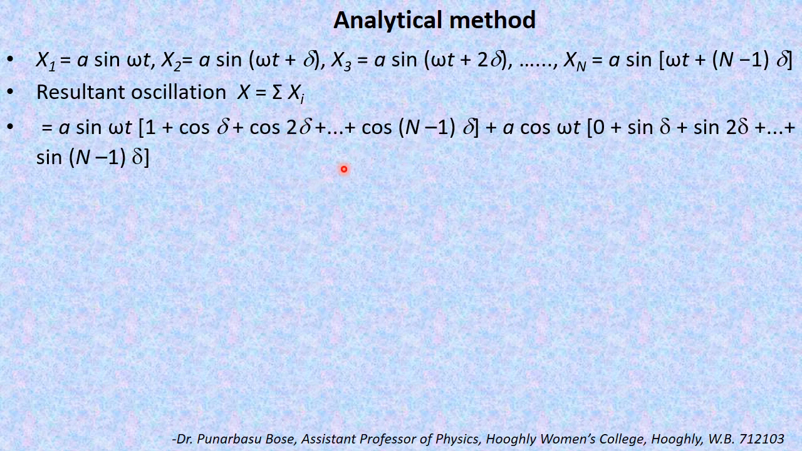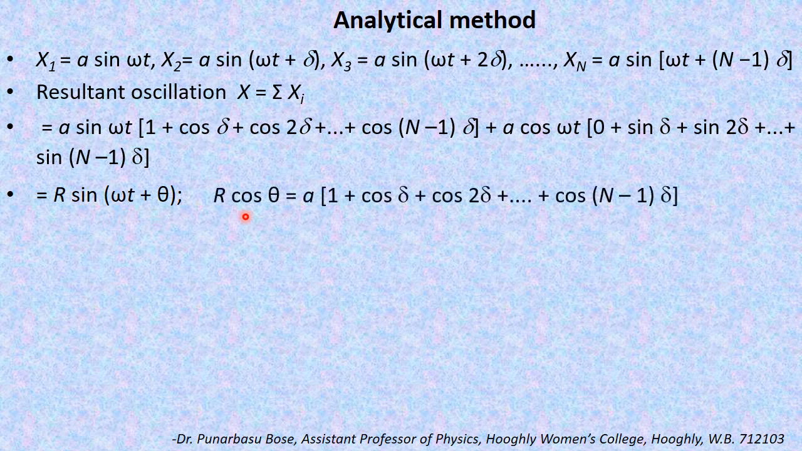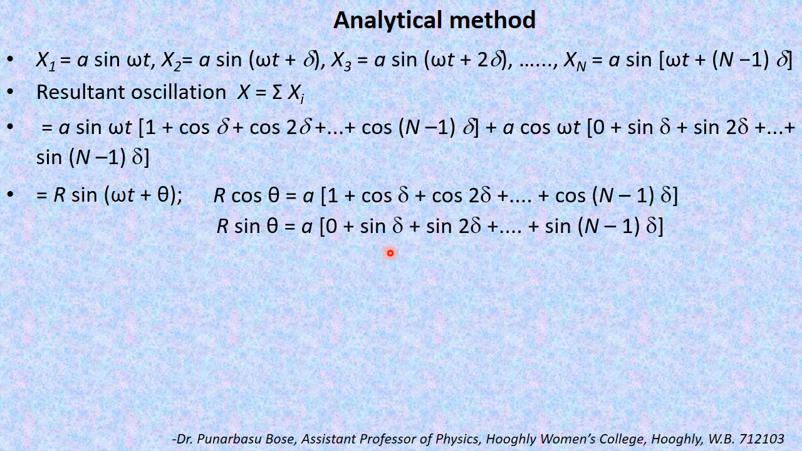Now if we segregate out the coefficients of sin omega t and cos omega t, we will find the resultant oscillation will come out to be this one. And we simplify the expression as equal to r sin omega t plus theta, where we have taken r cos theta equal to a into 1 plus cos delta plus cos 2 delta, and in this way this summation extends up to cos n minus 1 into delta, and r sin theta is taken to be a into sin delta plus sin 2 delta up to the nth term sin n minus 1 into delta.